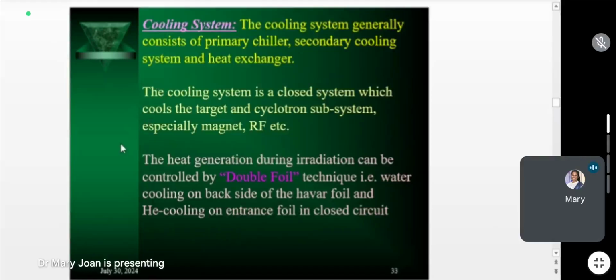The cooling system generally consists of a primary chiller, secondary cooling system, and heat exchanger. The cooling system is a closed system which cools the target and cyclotron subsystems, especially magnet, RF, etc. The heat generation during irradiation can be controlled by the double foil technique, that is, water cooling on the backside of the Havar foil and re-cooling on the entrance foil in a closed circuit using helium gas.